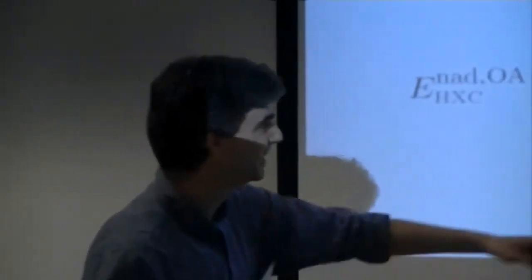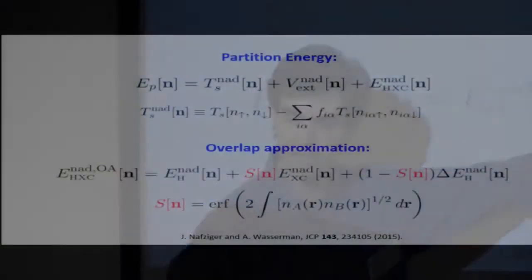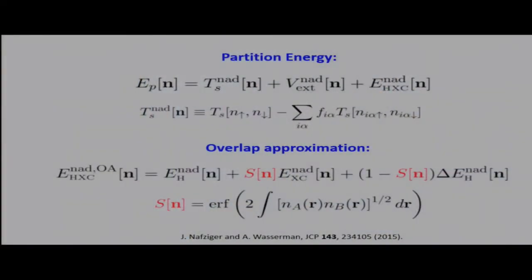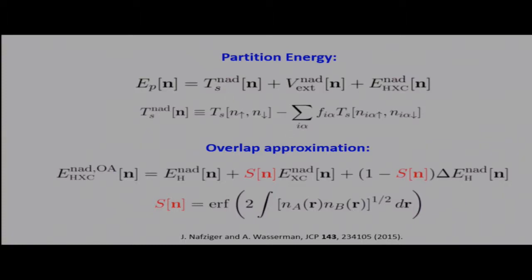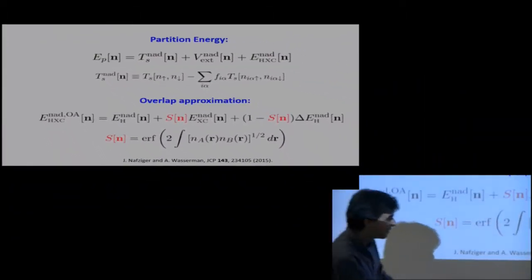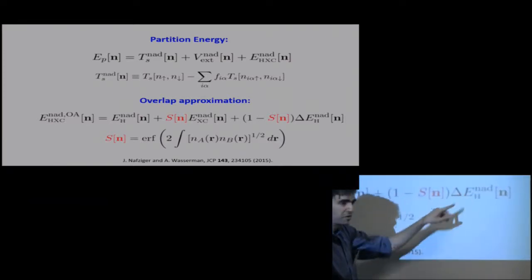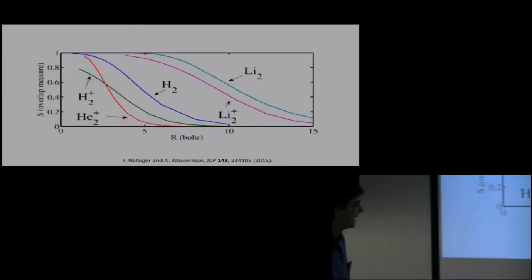So we impose that by simply multiplying the non-additive exchange correlation energy by a functional of the set of fragment densities that we came up with. It's a very simple idea. There's a factor of two that we didn't try to make better, but we nearly could. And there's also here a correction to the non-additive Hartree that's needed.